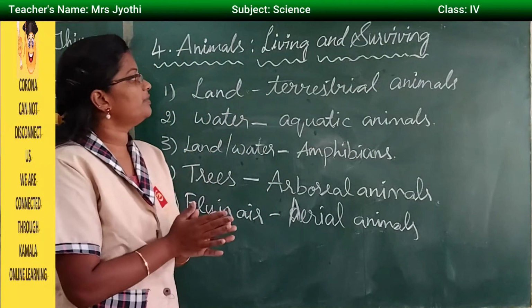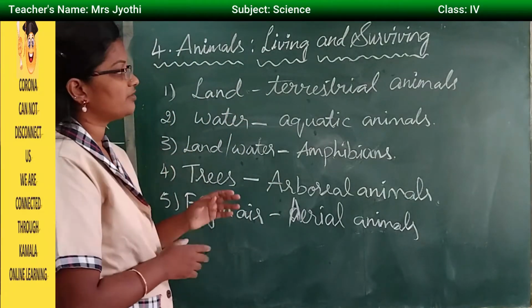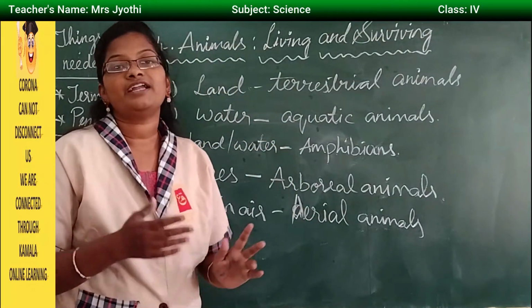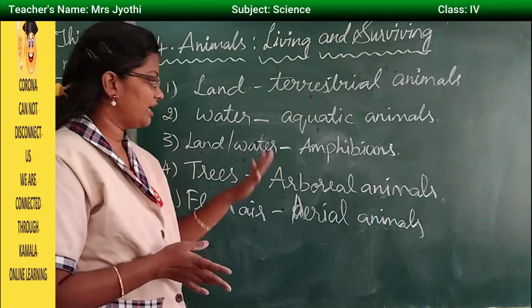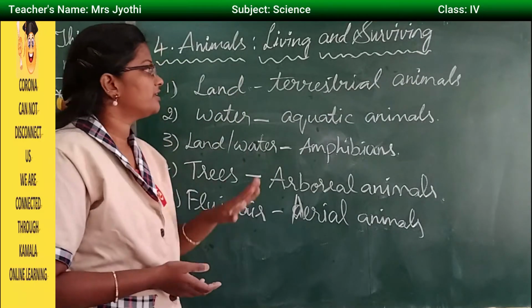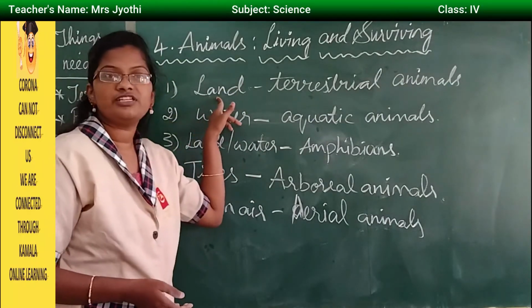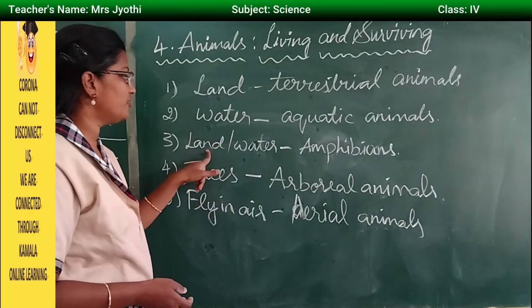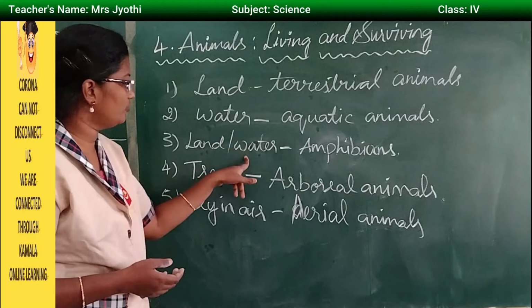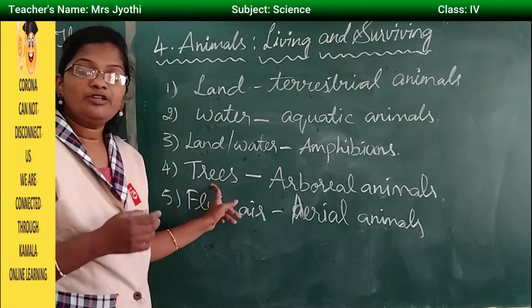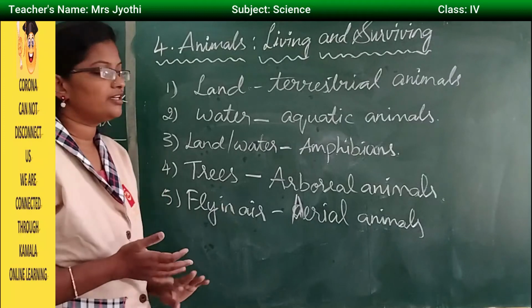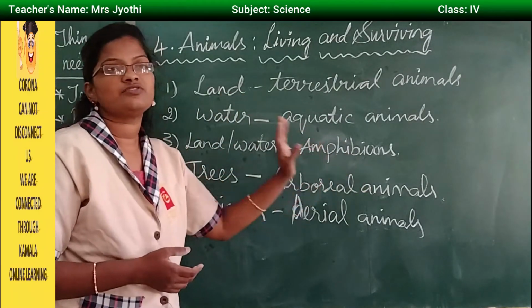So this is about the habitat, and based on the habitat we have 5 major groups: animals which live on land, which live in water, animals which live both on land and in water, then animals which live on trees, and animals which fly in the air. So there are again different names for these.